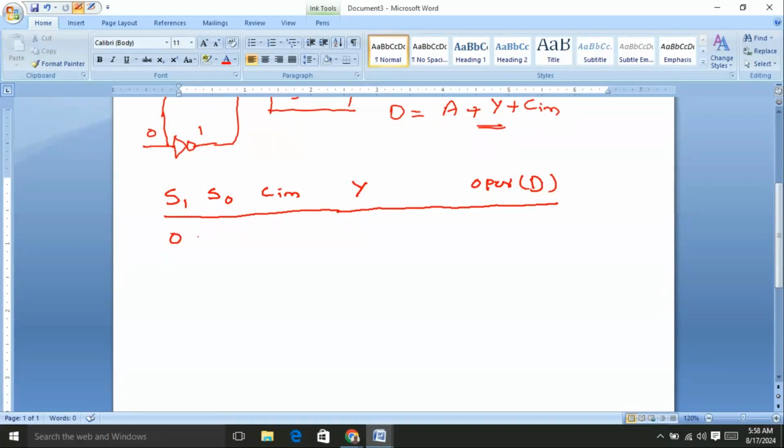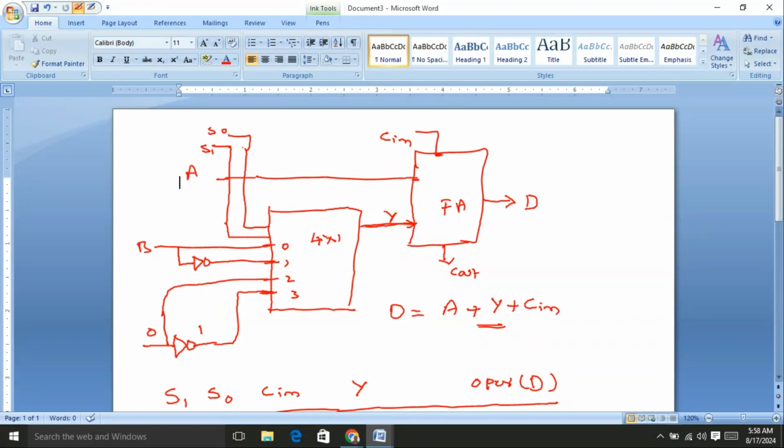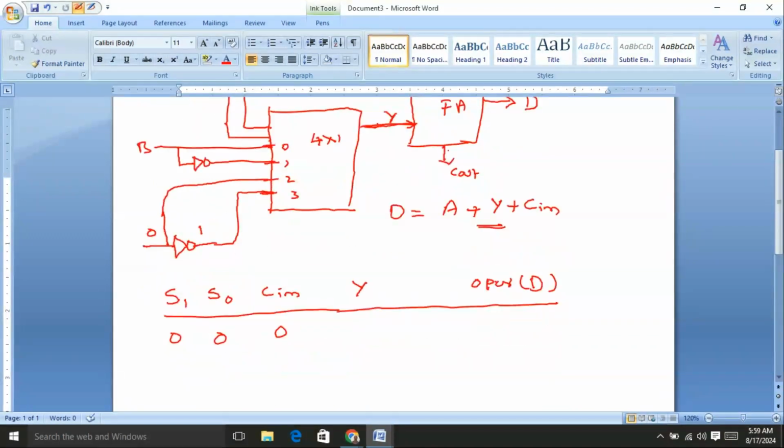So S1 and S0 values are 0, and the Cin value is also considered as 0. So S1 S0, let us consider 0 0, and Cin is 0. So for 0 0, the first input of the multiplexer is turned as the output of the multiplexer and input to the full adder. Now B is transferred already. Here we observe that A is also transferred. The Cin value is 0.